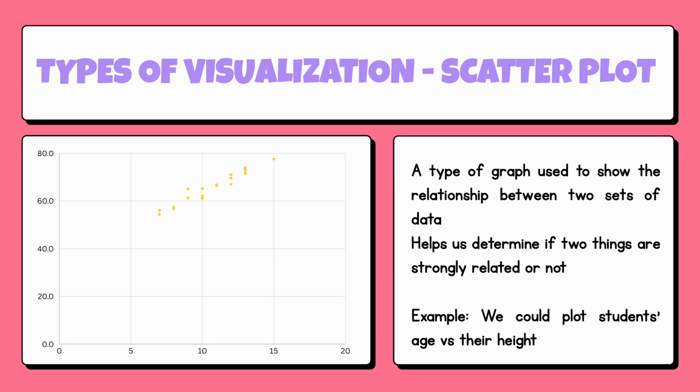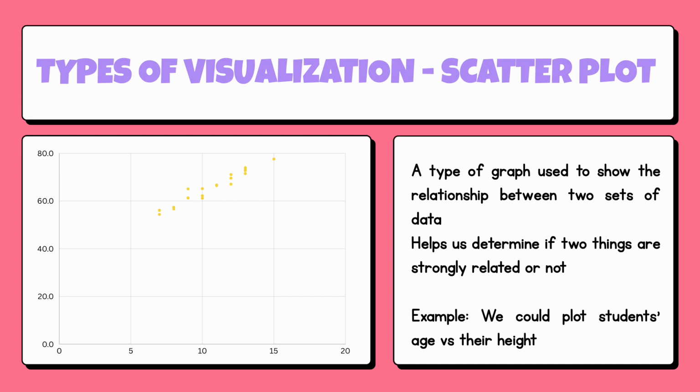Scatter plots are another type of data visualization. This is a type of graph that's used to show the relationship between two sets of data. It helps us determine if two things are strongly related or not. For example, we could plot students' age versus their height to see the relationship, just like in the chart on the left.